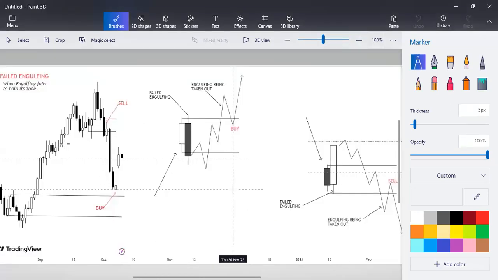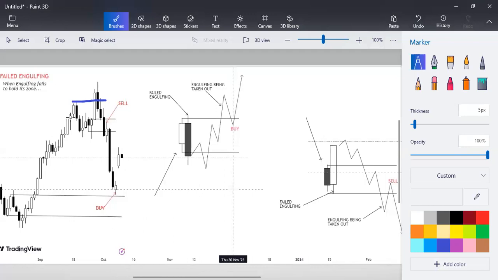That is the fact there. So when engulfing fails to hold its zone, what happened here? See what happened here? And price moved downward. This is supposed to be a rally, right? Supposed to be a rally. But it turns out to be a sell, as this engulfing pattern was taken out.